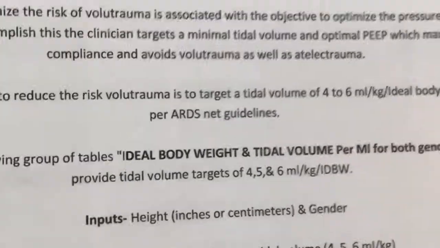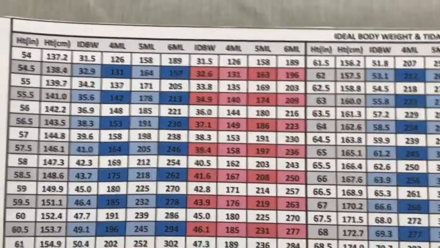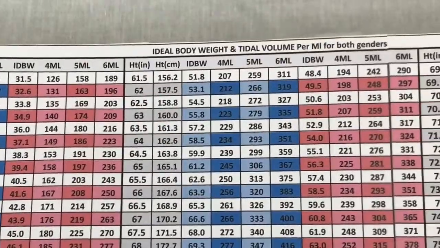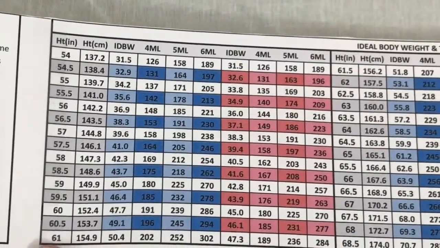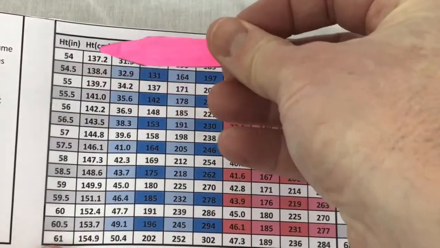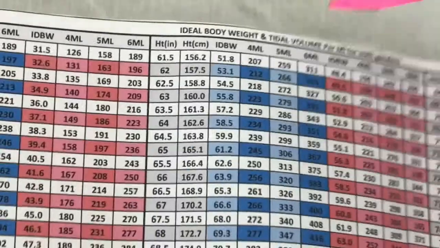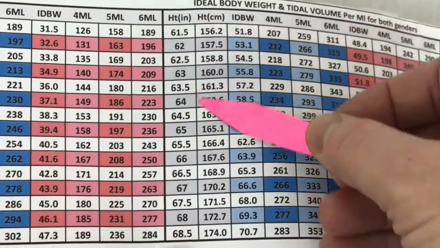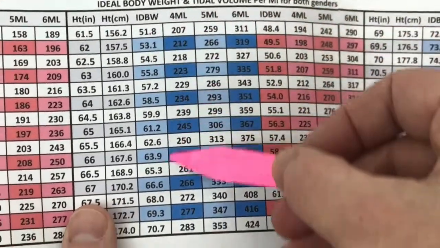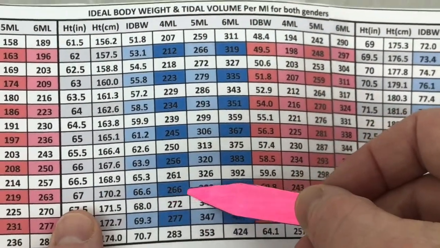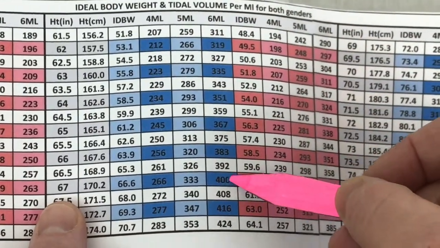This is very similar with the lung protective tape. I'm going to move it over to ideal body weight and tidal volume. I'm going to find the column with my correct height of 67 inches. As you can see, this first column only goes to 61 inches. Move the tape over, and then I find my column with 67 inches. And then as you notice, there's my ideal body weight and my tidal volume of 400 milliliters.